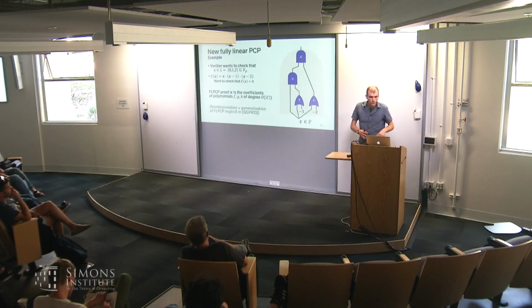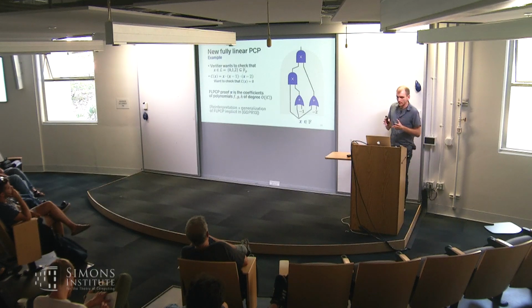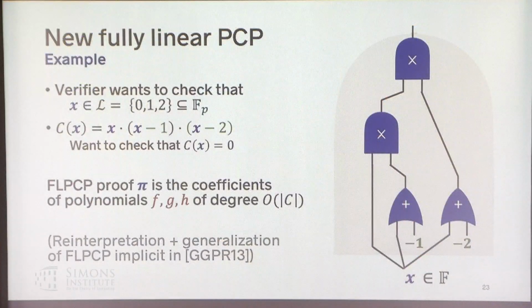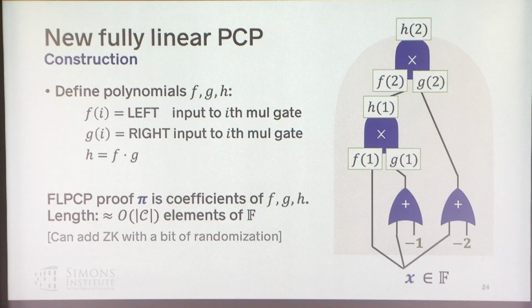Okay, so let me explain how these things work. Say we have the following language. I want to test that some field element x is in the set {0, 1, 2} in a big field. So this is a circuit that computes this thing that's 0 if and only if this is true. And the fully linear PCP is going to be the coefficients of 3 polynomials. I'll call them f, g, and h, and each has degree roughly the circuit size. I'll explain what the proof is, and then I'll explain how we check the proof with a constant number of linear queries. So the proof is going to be these 3 polynomials, and I'll define them like this.